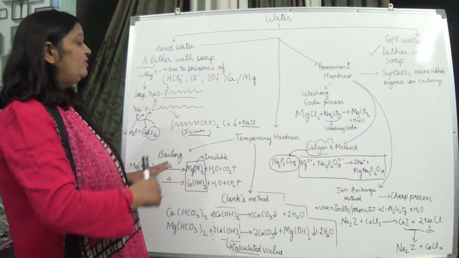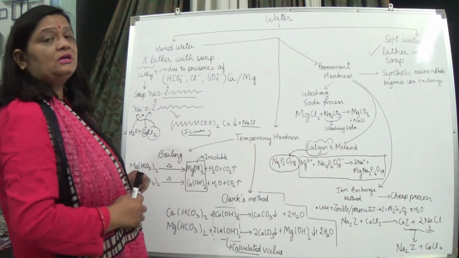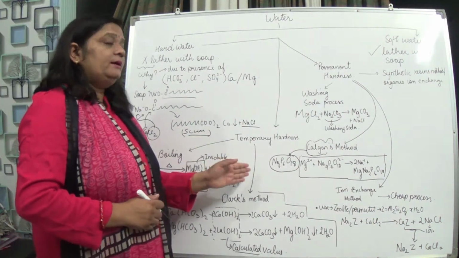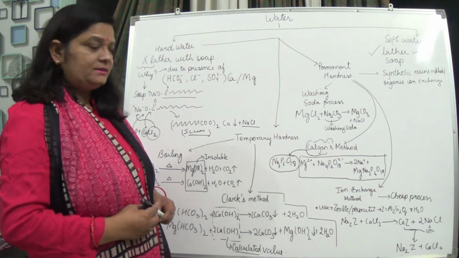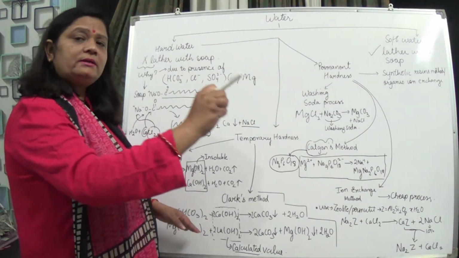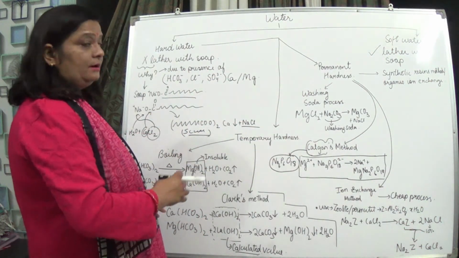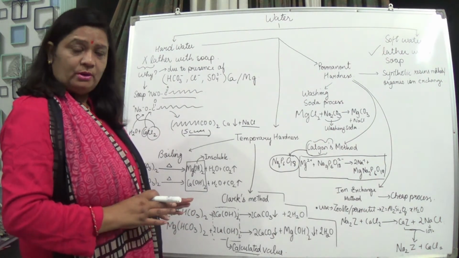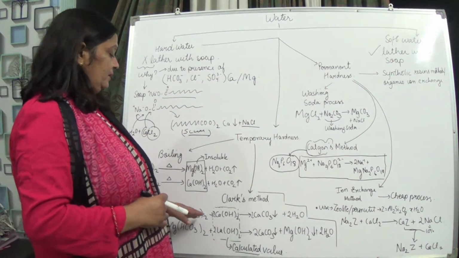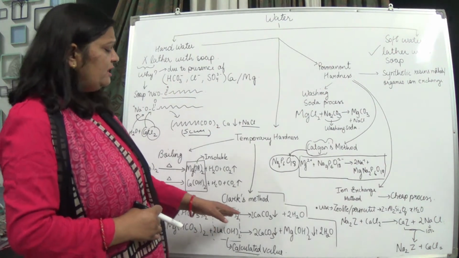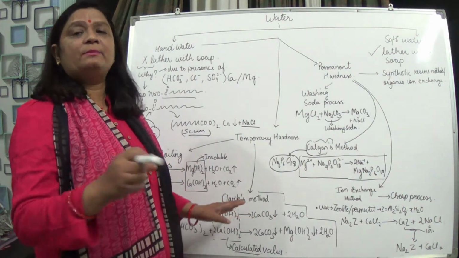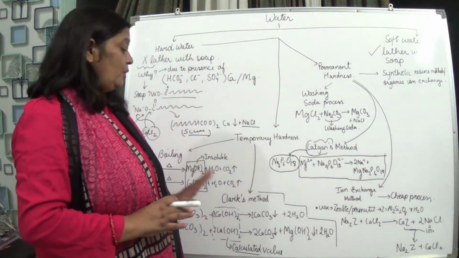This is how, by boiling, we can remove the hardness of water caused by the bicarbonates of calcium and magnesium. The second method to remove temporary hardness is Clark's method. In Clark's method we add a calculated amount of lime to the bicarbonates of calcium and magnesium. Lime is calcium hydroxide. Calcium bicarbonate reacts with calcium hydroxide to give a precipitate, calcium carbonate, and water. This precipitate can be filtered out and we get soft water.